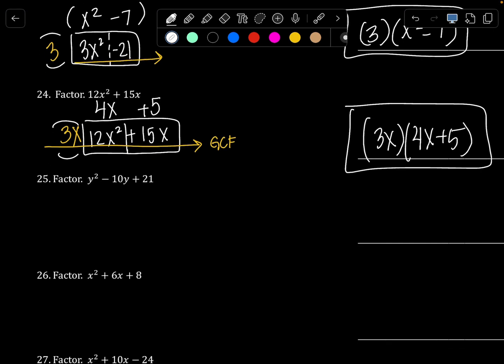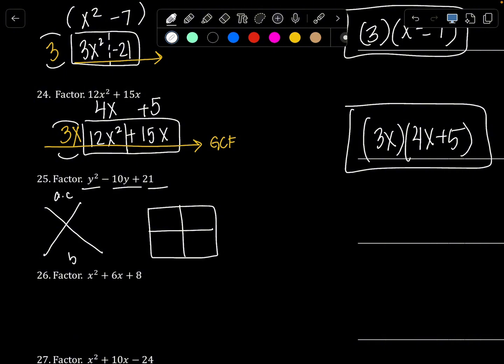Now we have number 25, which is, they're y's, but it's okay. We usually work with x's, but y's are the same. It's 3 terms. I am going to use my x and my box. Top number is a times c, and that's 21, and then the bottom is b, -10. You gotta multiply to 21, add to -10.